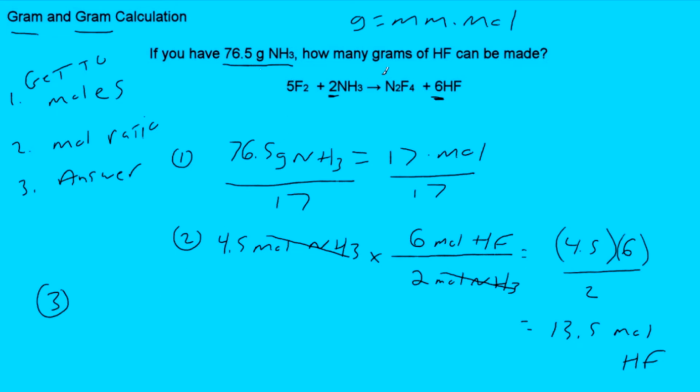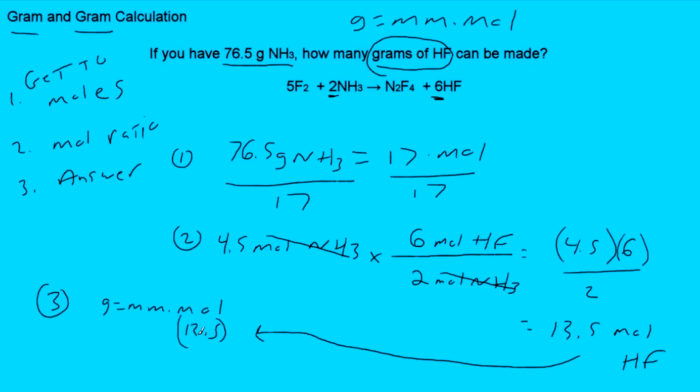So it asks for grams of HF. So guess what? We're going to use grams equals molar mass times moles. Here's the moles over here. 13.5. The molar mass of HF. F is 19, H is 1, so that's 20. All we have to do is multiply 20 times 13.5, 270. So there we go. There's our final answer. This is going to be grams of HF.